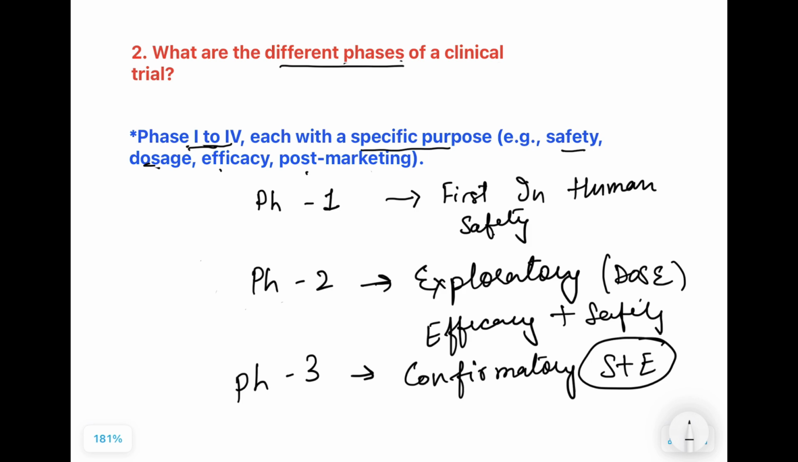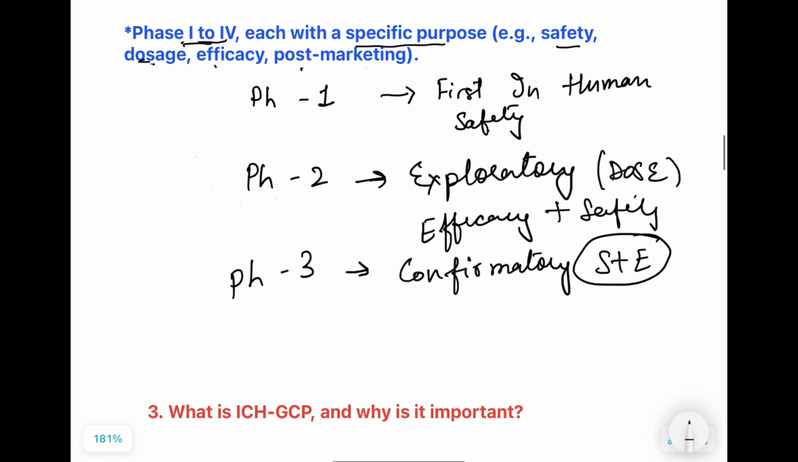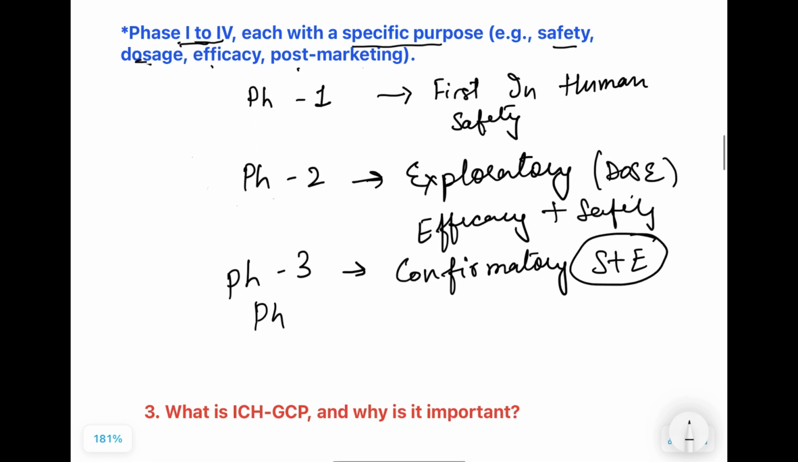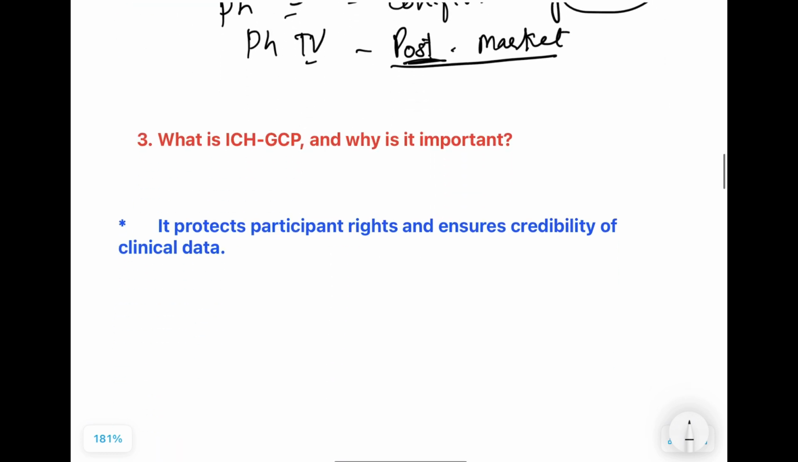So that's all. And for phase 4, you can surely answer that these are post-marketing studies. Post means once the drug is in the market, you are still checking its effect. That means the wider population is now taking this drug, and the effect of the drug is being checked on the wider population even after marketing. After phase 3, you can market a drug, right? So this is how you should answer this question.